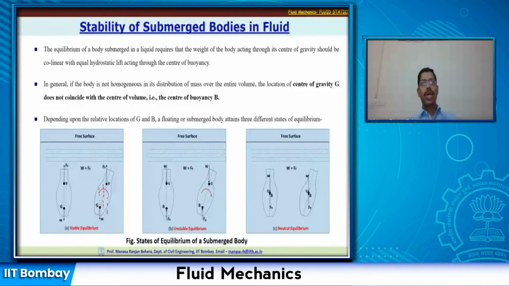Now let us look at the next statement, that is unstable equilibrium. In this case, if the center of buoyancy is below and the center of gravity is above, then what will happen?